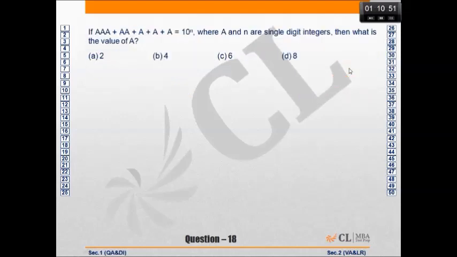A plus A, a single-digit integer, what is the value of A? Round 1 question, use the choices straight away. A cannot be 2, because 222 plus 2 would need a power of 10, and n has to be 3, so this has to be 1000. So 2 cannot be the answer. Again 444 will not add up either. 666, 888: this should be the answer. 888 plus 88, yeah, this will be the answer. I don't even need to check.